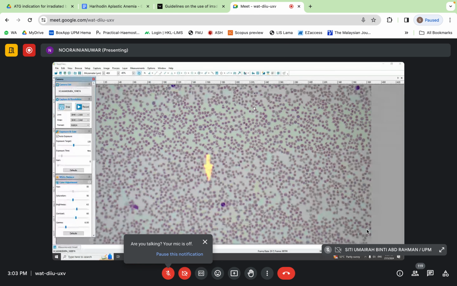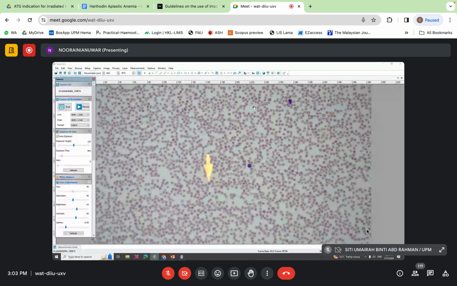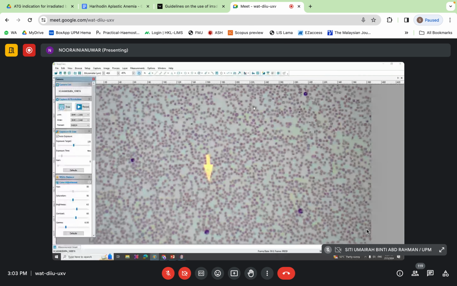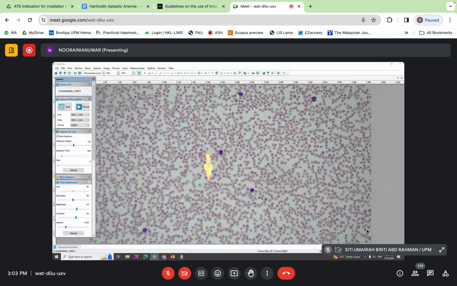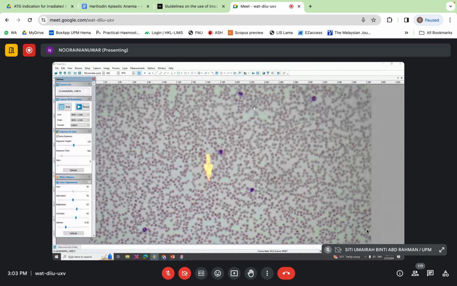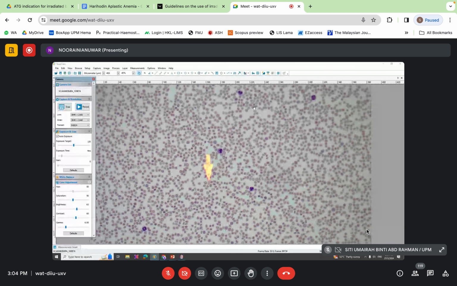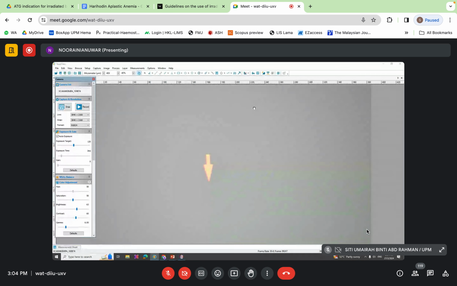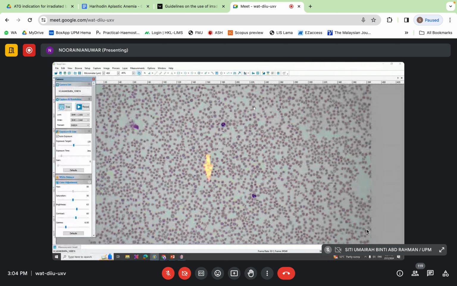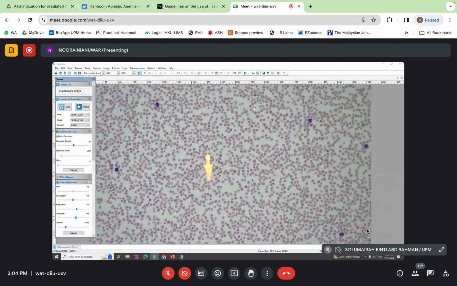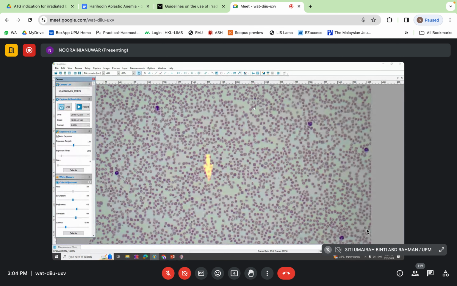For platelets, the patient has low platelet counts. Hardly any platelet can be seen. During this time the patient had bleeding tendency because of the low platelet count. The patient also has lymphopenia. Not many lymphocytes can be seen. Most of them are neutrophils. When you shift around the slides, we don't seem to see lymphocytes.